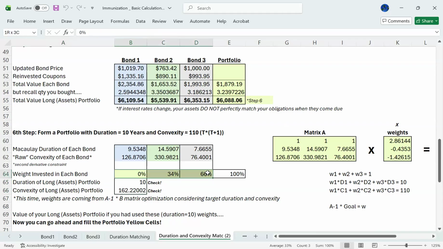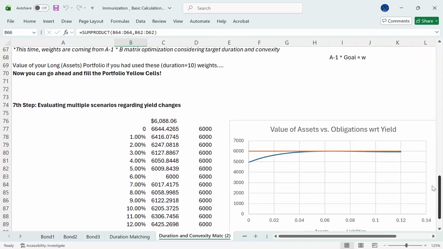In this specification of Solver, in this setup, I required the weights to be all positive. The reason is that if I allowed negative weights, then the solution gave us some perhaps not realistic weights. But in this case, we have a combination of 34% in bond 2 and 66% in bond 3. The weights are up to 1, and the convexity of this portfolio is 162, which is much higher than the 110 we had gotten before.